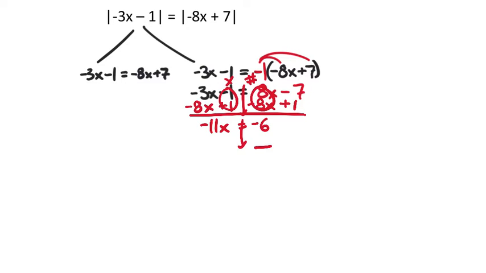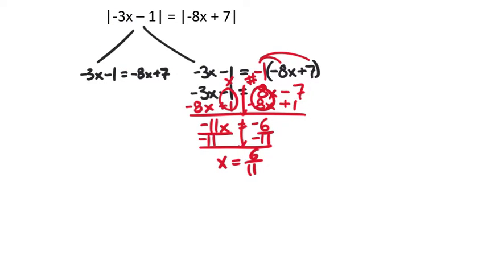And then finally, we'll divide both sides by negative 11, which tells me that x would then be 6/11. Okay, well, there's one solution. We'll come back here, but I just want to check this.